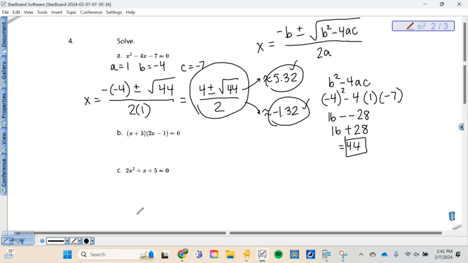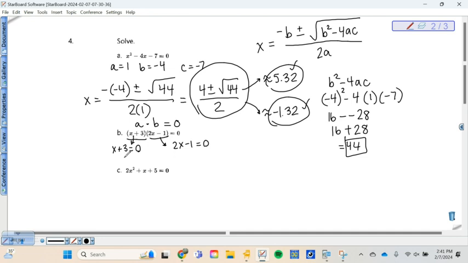All right, now I got to solve part B. What can I do for B? You could FOIL. We could FOIL and put it in general form and then use the quadratic formula again. We can also do something a little easier. Because isn't this a thing times another thing that's equal to 0? That tells me that this could be 0 or this could be 0.